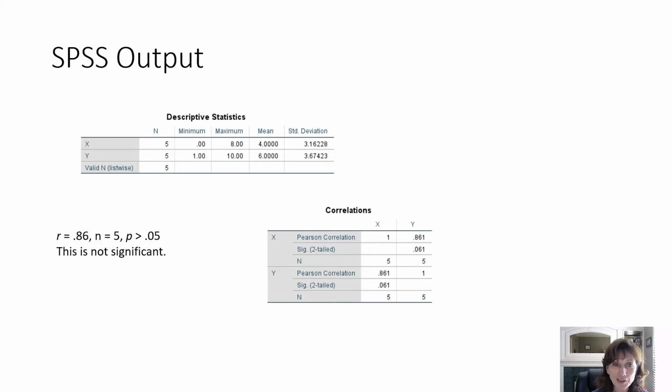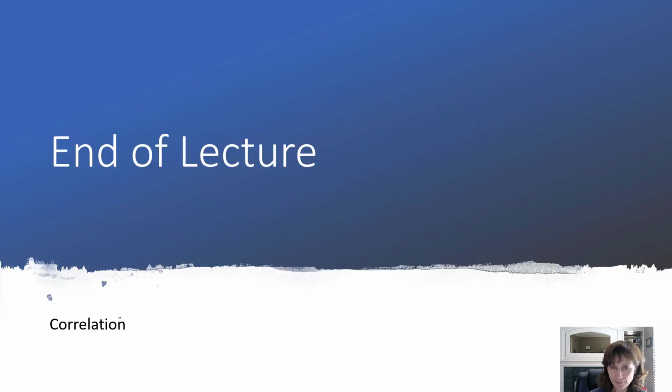Okay, so this is showing you, again, SPSS output using the same data that we calculated by hand. We put it into SPSS and we got the same results. We got the same correlation. And again, it was not statistically significant. We also determined that when we did our hand calculations. So the purpose of this lecture was to show you very quickly how to calculate Pearson's r, and also how to interpret Pearson's r using SPSS if you had SPSS output.